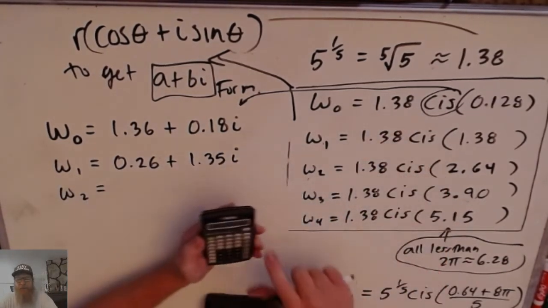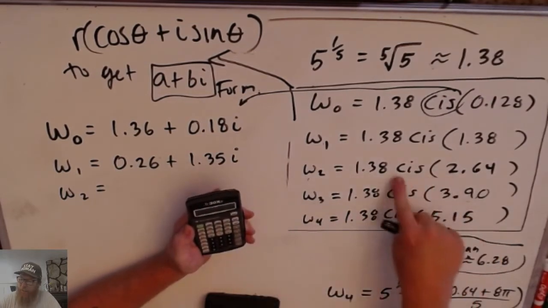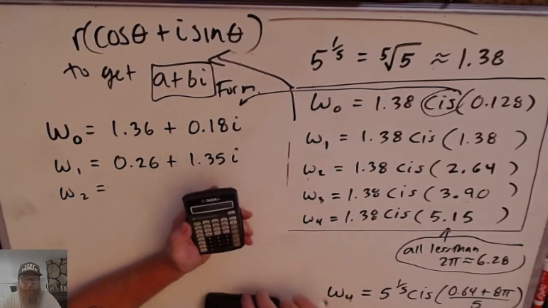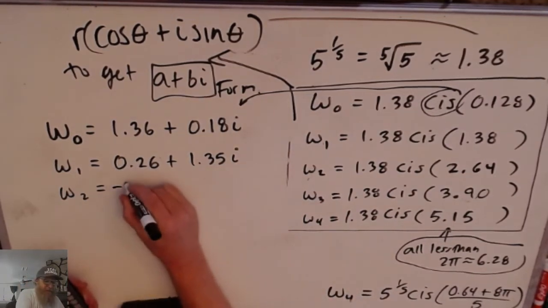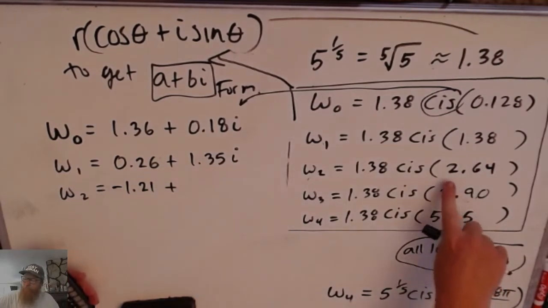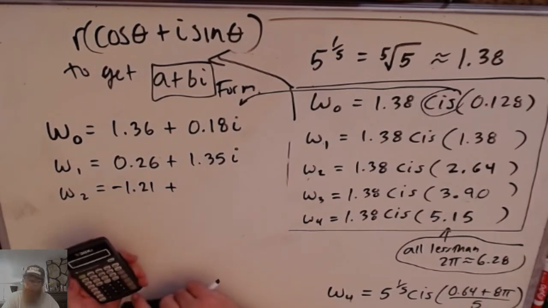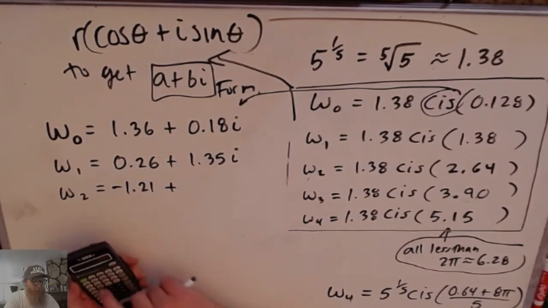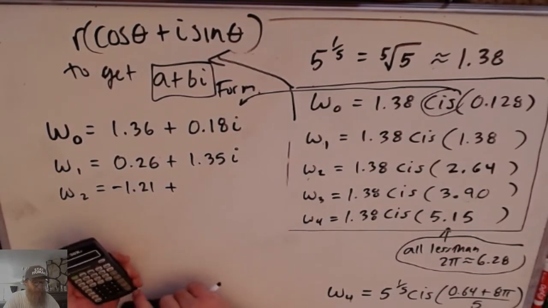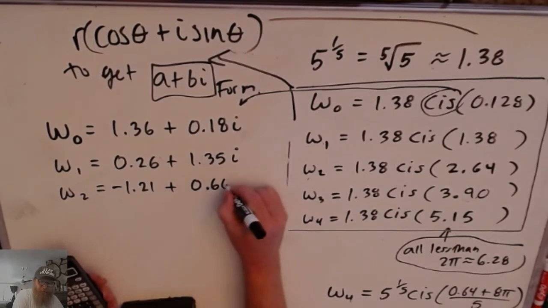And just keep going down the list. 2.64 cosine, I know, it's like watching paint dry, times 1.38. We finally got into the negatives. All right, good. And then the sine, 2.64 sine times 1.38. And then give it an i, so 0.66i.